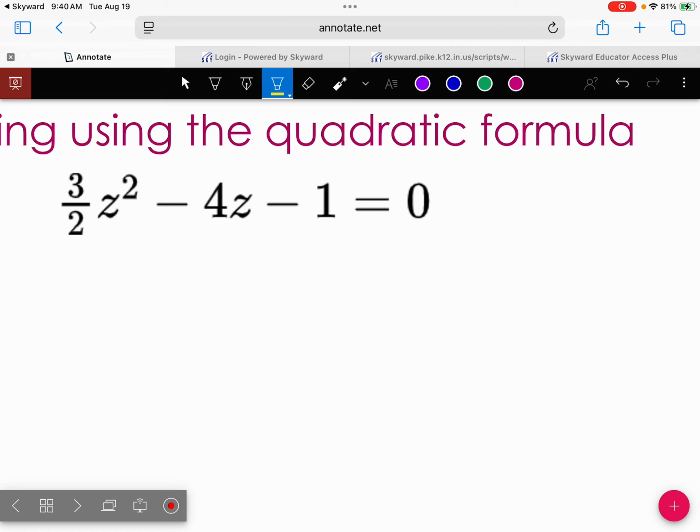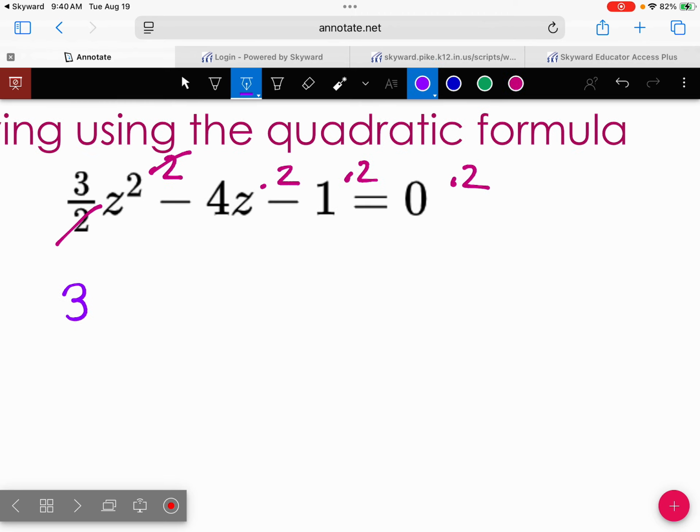So if I want to get rid of that denominator, what do? Multiply by 2. Everything. This guy times 2, this guy times 2, this guy times 2, this guy times 2. Everybody gets multiplied by 2 because then my 2 and the denominator cancel out and we're left with 3. I'm going to keep them as Z's. If you generally hate the Z's, switch them to X's. It's okay.